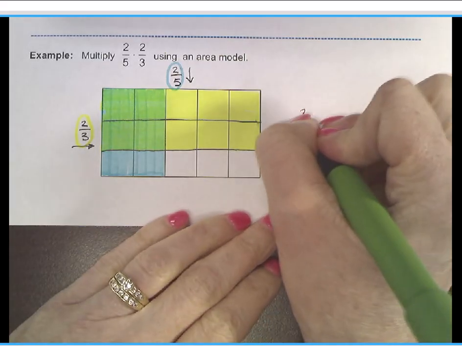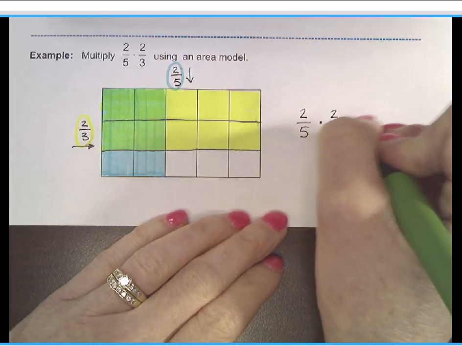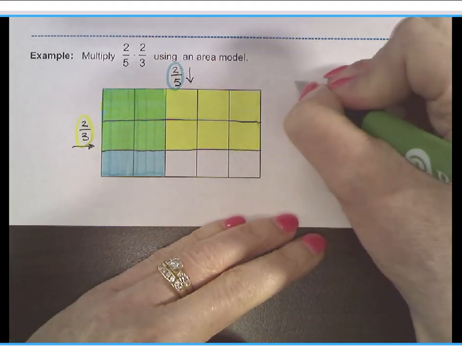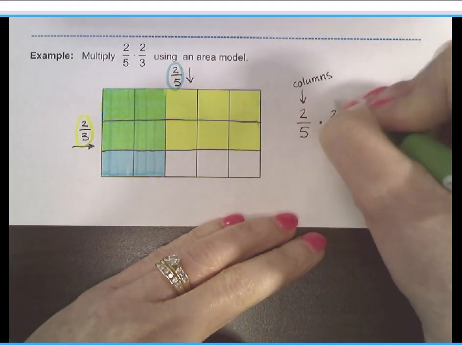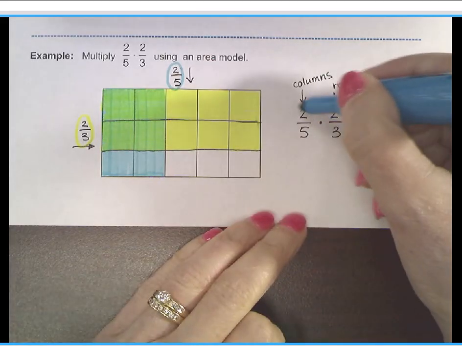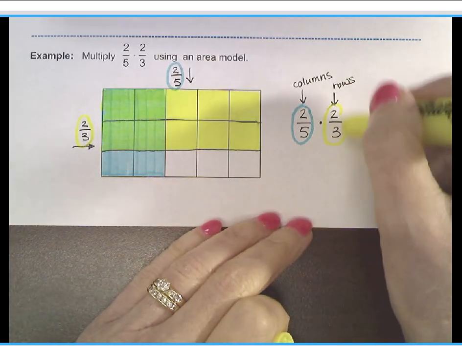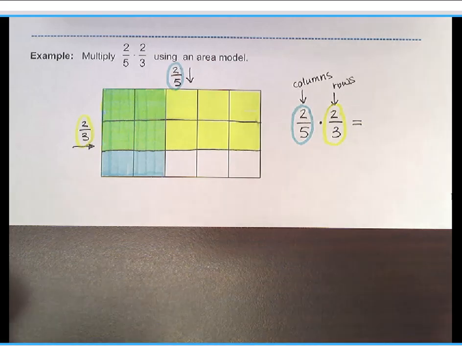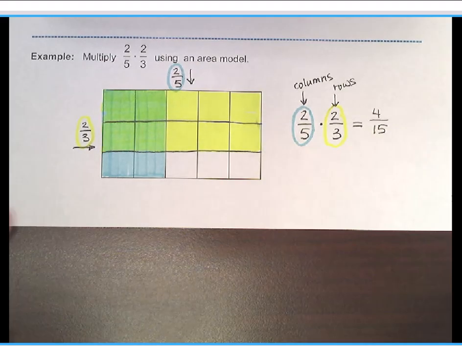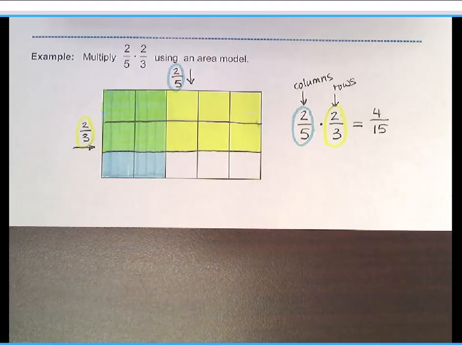So what we have so far is this. And we're trying to figure out how to explain what the answer is. So this is my columns, this is my rows. This is my blue, 2/3 is my yellow. And if you multiply straight across, you can see that the answer is 4/15. But what we want to do is, where is 4/15 in the model? How do you read it off of the model?